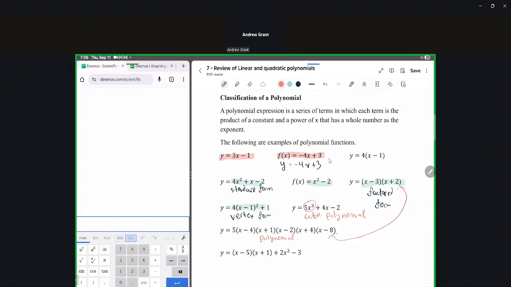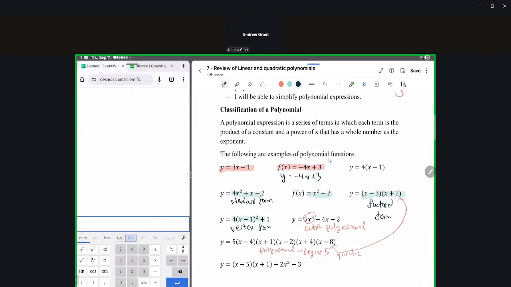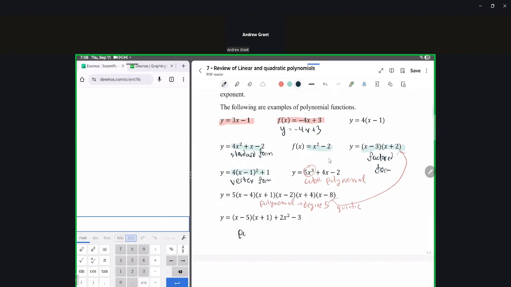This polynomial happens to be a degree 5 function, and we call that a quintic. For our course, we typically don't go above degree 4, but I just wanted to show you that this exists. And this last one here is y is equal to (x minus 5)(x plus 1) plus 2x squared minus 3. This will also be a polynomial. And in fact, specifically, this one is only a quadratic.